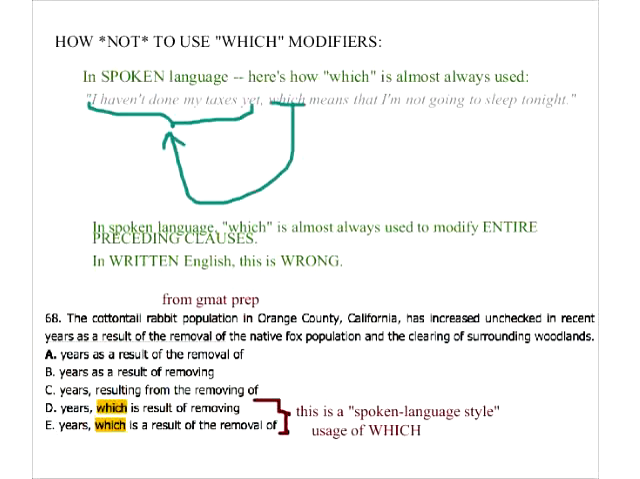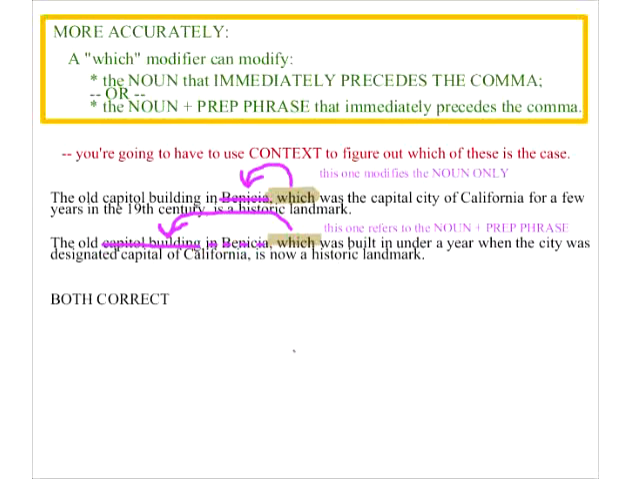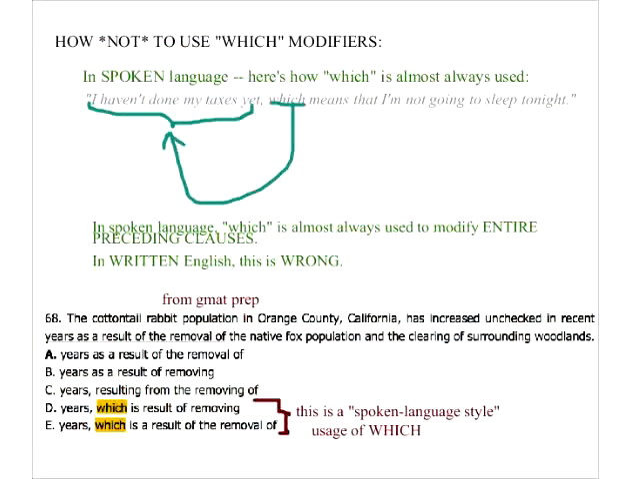The other way you don't want to use which modifiers is to modify anything other than a noun plus prep phrase. So remember, this is specifically noun plus prep phrase. What we have not seen ever correct on the GMAT is that you also cannot use which, as far as we've seen, to modify a noun plus modifier if the modifier is anything other than a prepositional phrase.